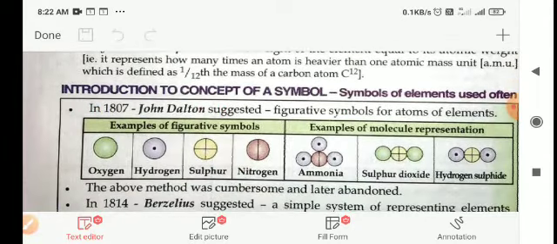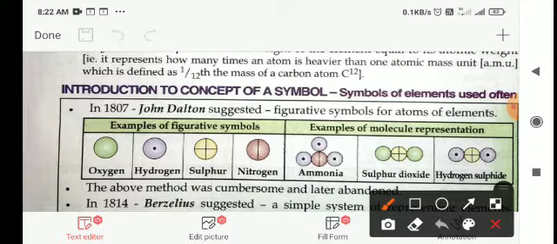Introduction to the concept of a symbol. In 1807, John Dalton suggested figurative symbols for atoms of elements. For example, oxygen like this, hydrogen like this, sulfur like this, and nitrogen like this. If you see the representation of a molecule, these symbols combine with each other and form the compound.